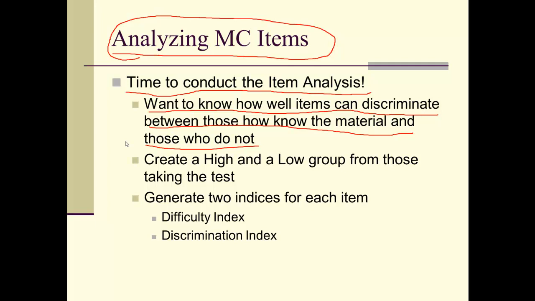And so what you do is to create a high and a low group from those taking the test. Those that scored high on the test and those that didn't do too well. And then you generate 2 indices for each item. You look at a difficulty index and a discrimination index. What in the world are those 2 things? Well, let's take a look.